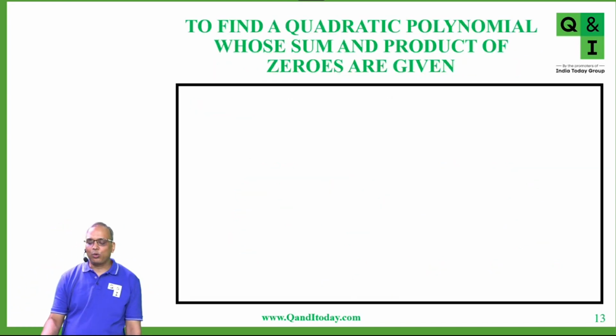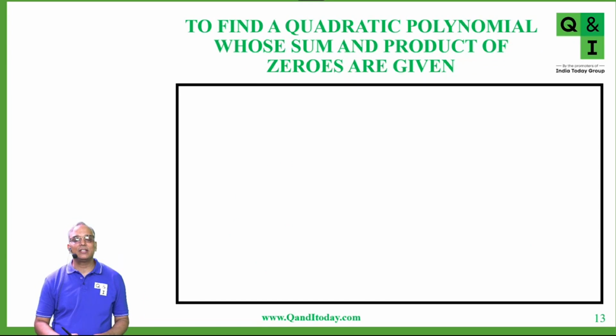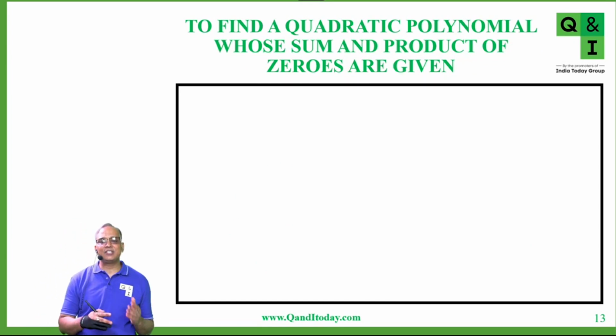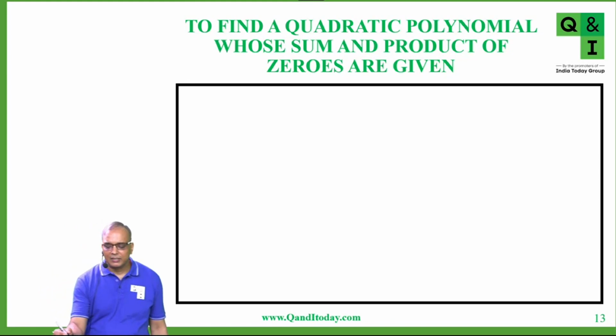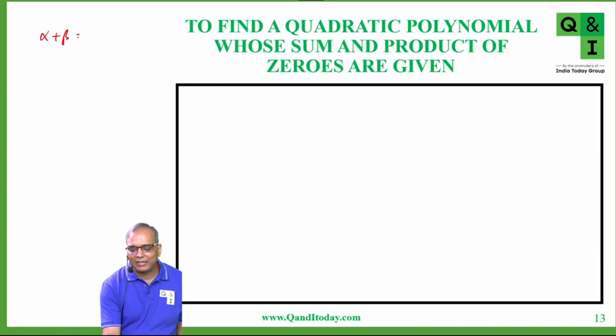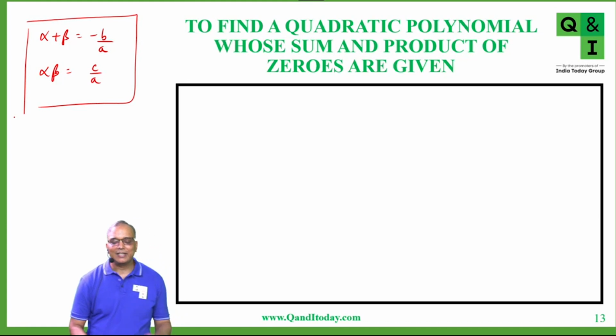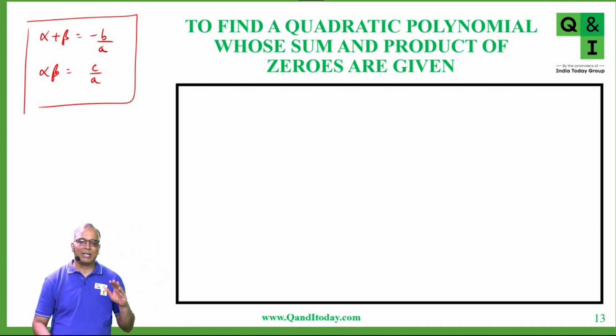Now, to find a quadratic polynomial whose sum and product of the zeros are given. What we did till now was establish a relationship between the sum of the zeros and the coefficients of the quadratic polynomial. What we had learned is that alpha plus beta is minus b by a and alpha beta is equal to c by a, right? These are the two things which we saw: the relationship between the zeros and the coefficients of x square and x.